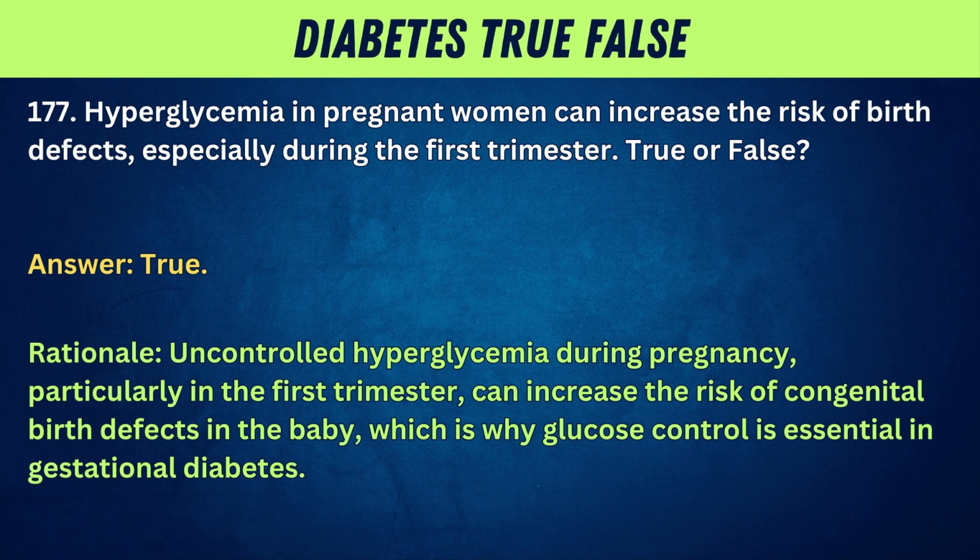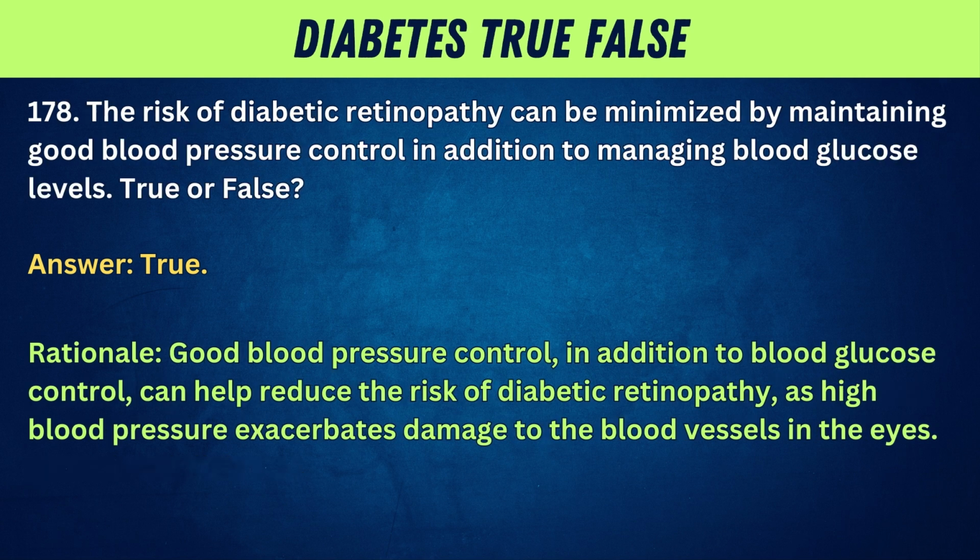177. Hyperglycemia in pregnant women can increase the risk of birth defects, especially during the first trimester. True or false? Answer: true. Rationale: uncontrolled hyperglycemia during pregnancy, particularly in the first trimester, can increase the risk of congenital birth defects in the baby, which is why glucose control is essential in gestational diabetes.